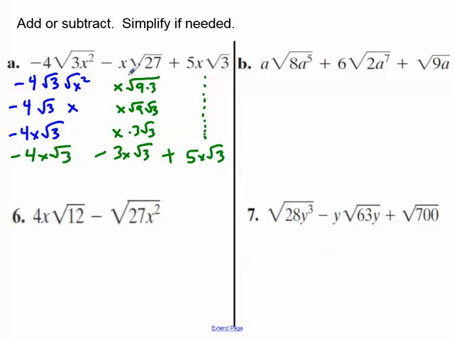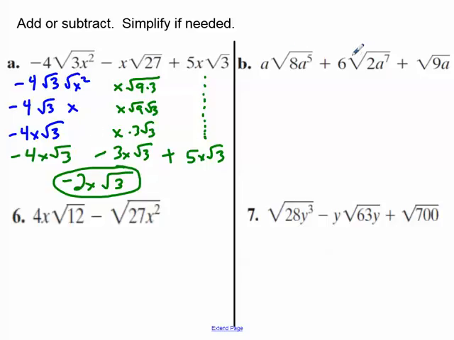Alright, all these guys simplified to like radicals. I got square root of 3, I got a square root of 3, I got a square root of 3, and now all we do is just simply add up our coefficients. Negative 4x minus 3x plus 5x is negative 7x, plus 5x is negative 2x square root 3. Done. And all I did was simplify to get down to here, and then combine like radicals here.